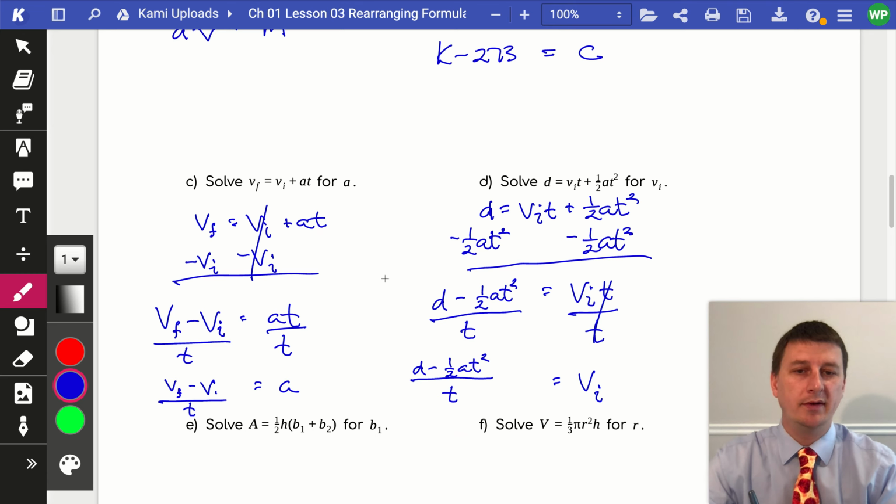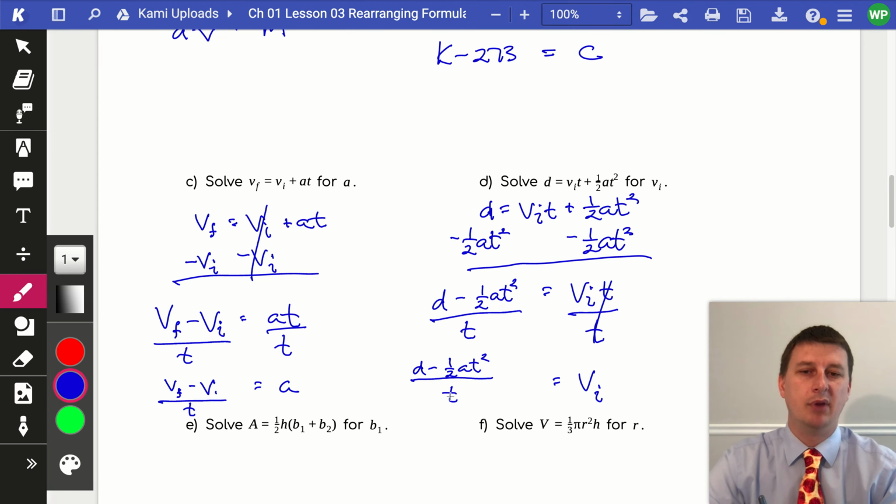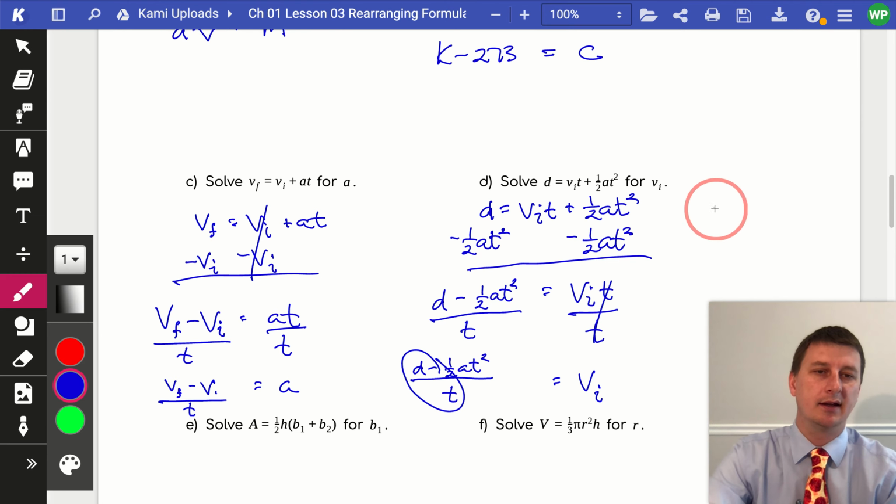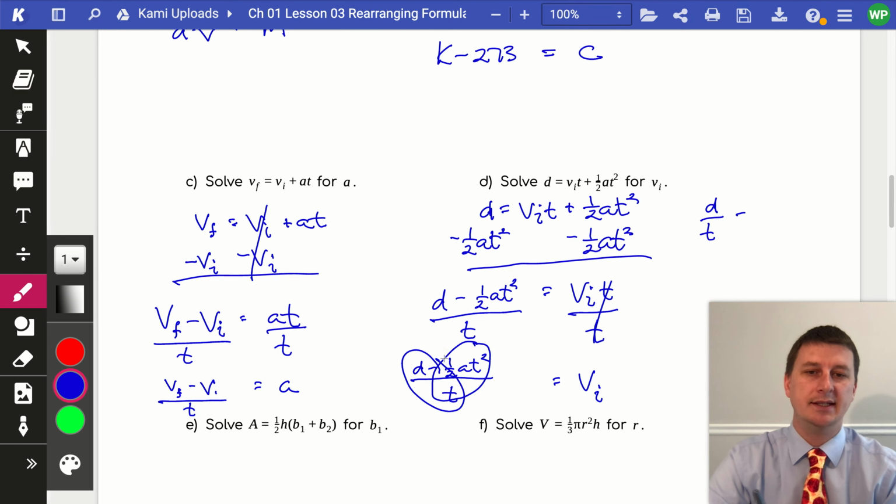Now there is actually one more step that you could do with this one. This would be a totally acceptable answer in Algebra 1, but if you saw that you could maybe simplify this a little bit further, since we have a t squared on the top and a t squared on the bottom, you'd want to divide both of these terms by t. So you're going to divide d by t, and you're going to get d over t minus, then you're going to do 1 half a t squared divided by t, and you're going to get 1 half a t is going to be equal to v sub i.